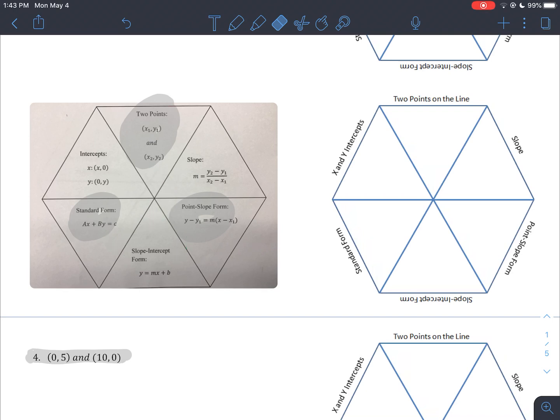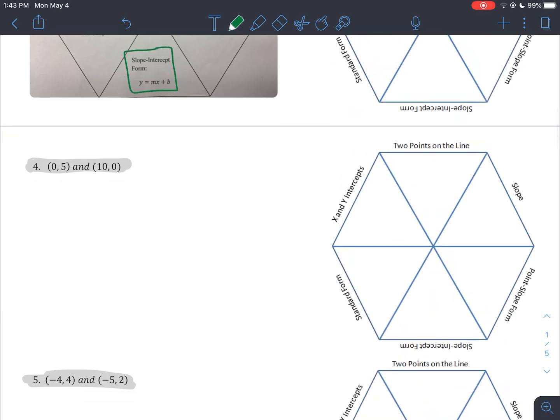We have the hexagon here. You have it in your resources folder on Classroom, so you can take a look at that. And once again, we're going to write them all in slope intercept form. We're going to do a handful of problems here starting with different things. So the first one we're going to look at, you see that we have 2 points. So take a look at your hexagon, see where you're starting. You're starting at 2 points.